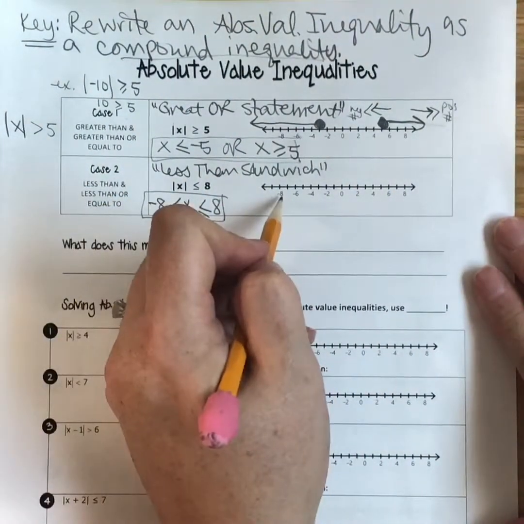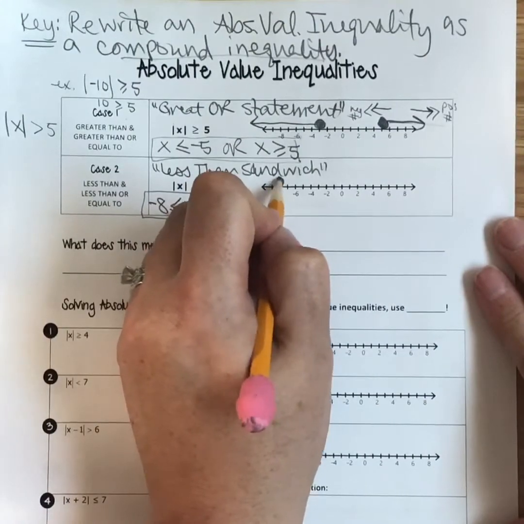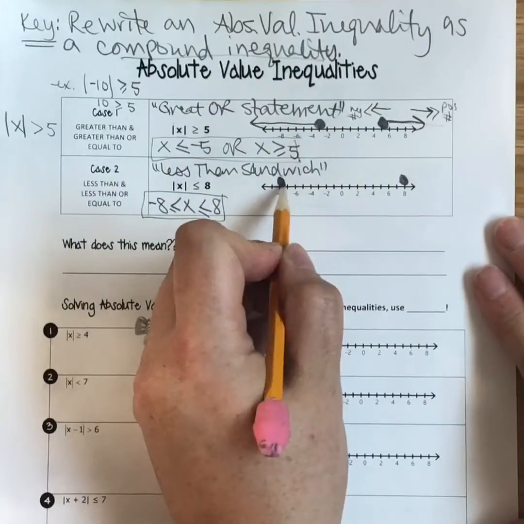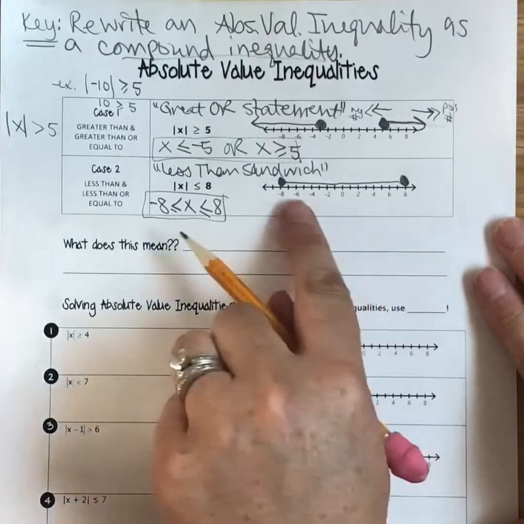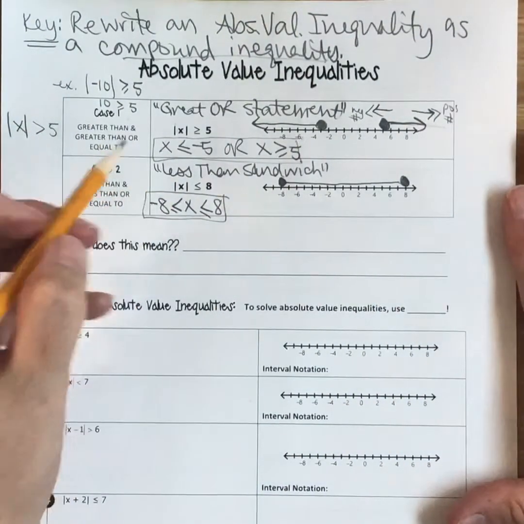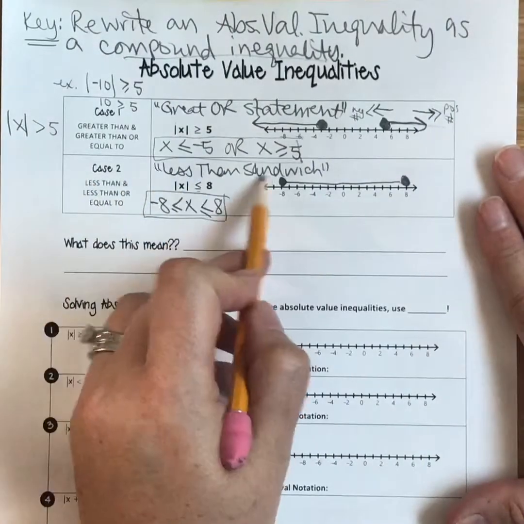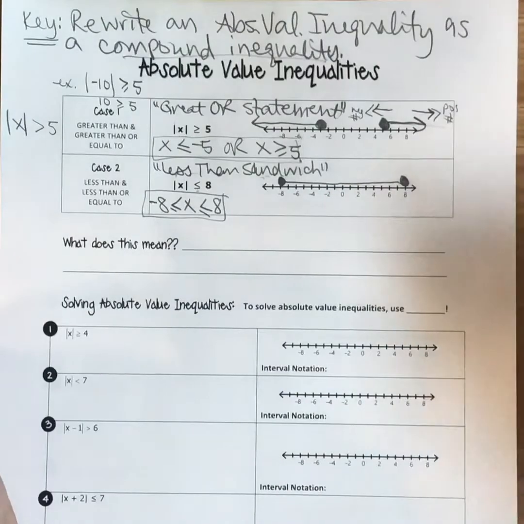So when we go ahead and graph it, we put our solid point on -8 and a solid point on +8, and we just shade in the middle. So we create our sandwich graph. Okay? And the trick is, if you have an absolute value with a less than sign, it's always going to be a less than sandwich. Okay?